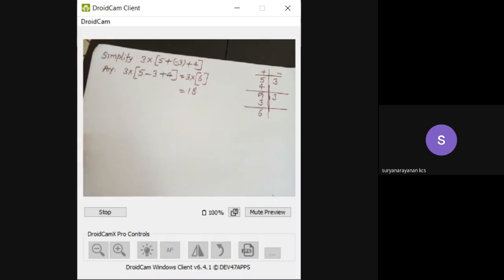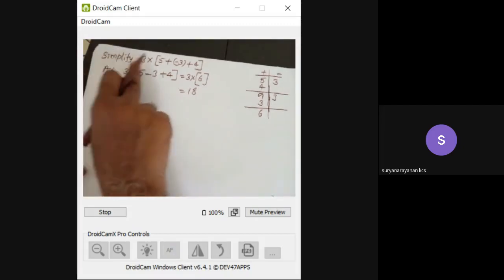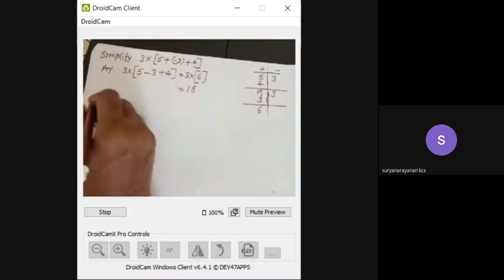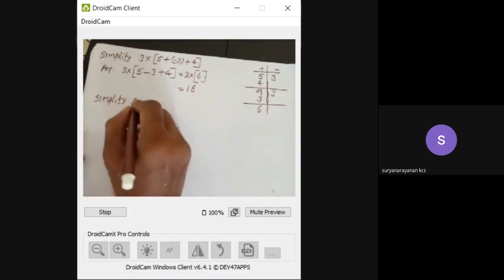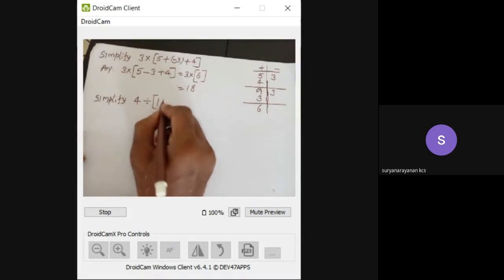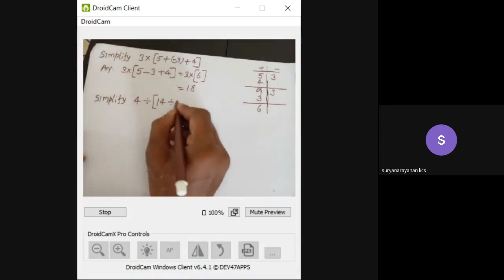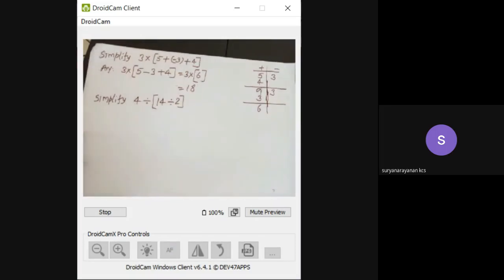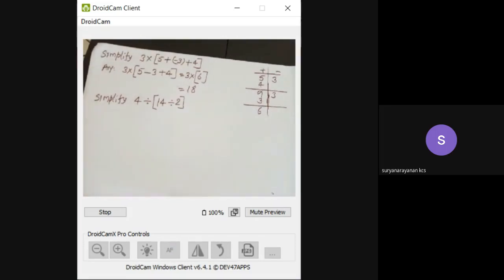Like this, questions will be asked to remove the brackets, but they don't give you the hint to remove the brackets. A question will be given like this. Suppose: simplify. Can you do this question, my dear children?